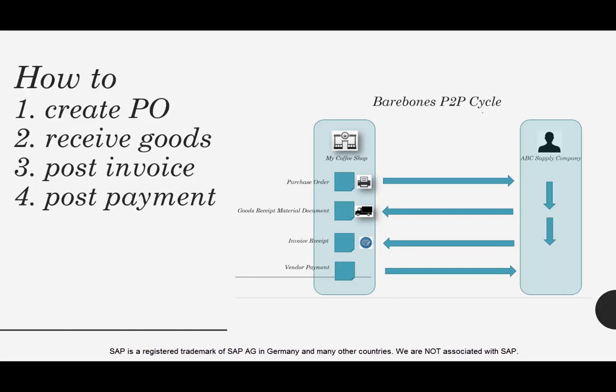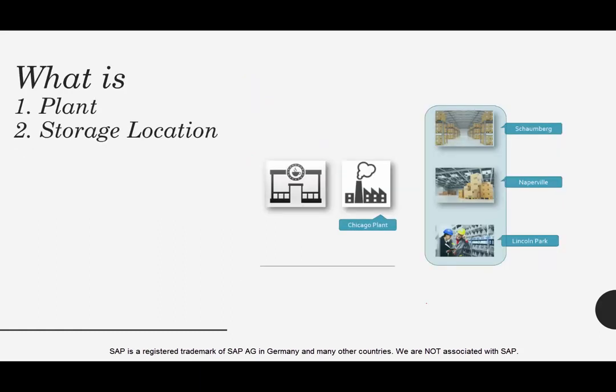We know how to create a PO. We know how to receive goods. The transaction for it is MIGO. The transaction for this is ME21N. We know how to post an invoice. This is MIGO, this is MIRO, and this is F-53. We know how to perform each of these transactions.